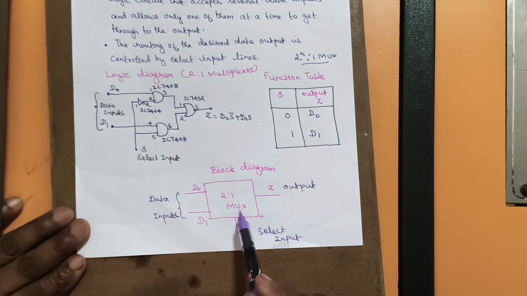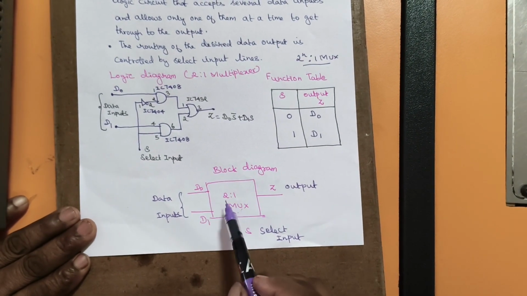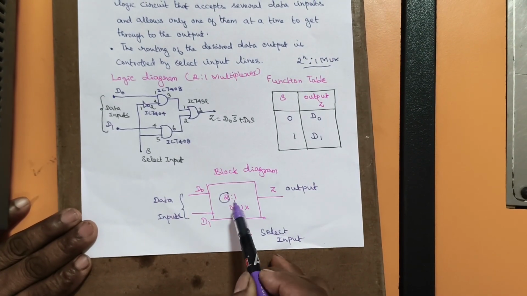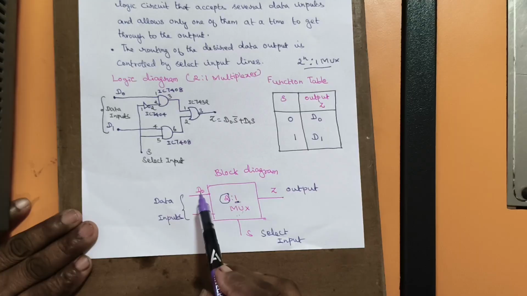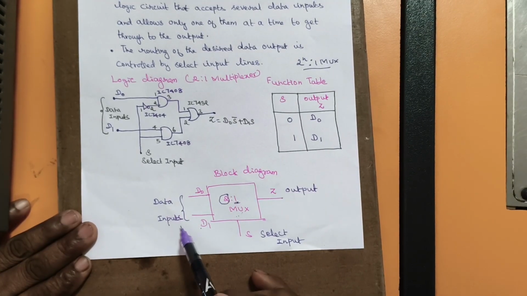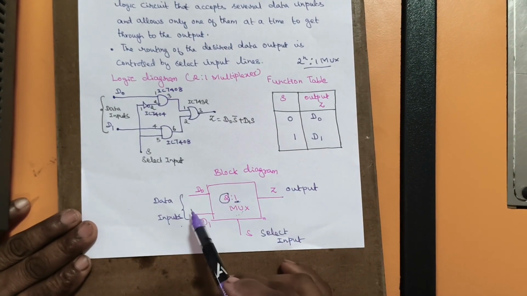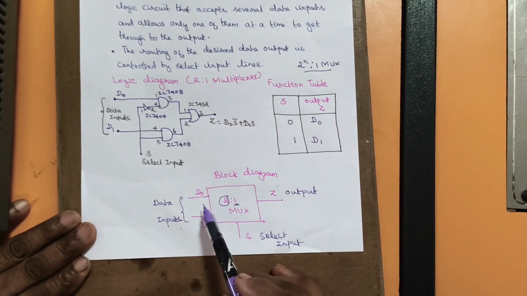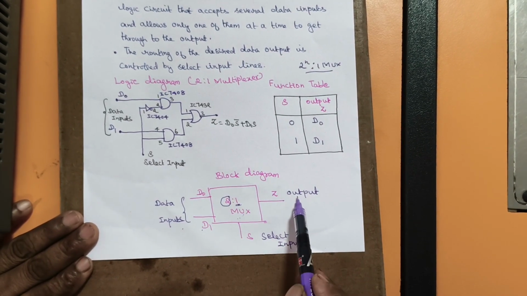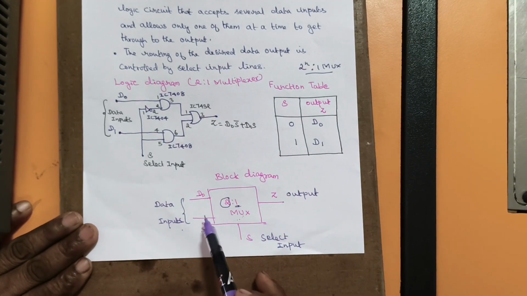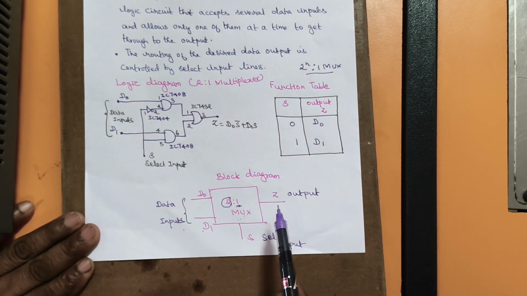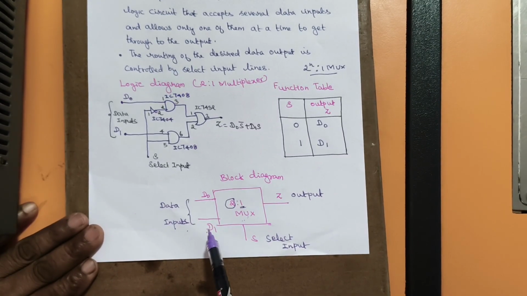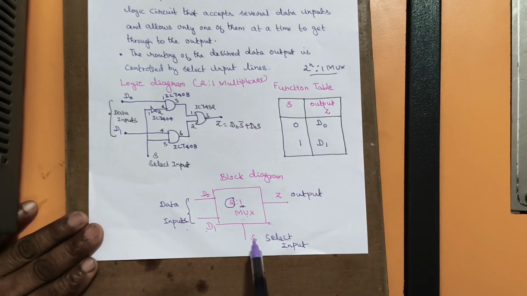This is the block diagram of a 2:1 multiplexer. Since it is a 2:1 multiplexer, there are two inputs here and only one output here. So D0 and D1 are the actual data inputs. What is the function of the multiplexer? Only one of the inputs is selected and that value is passed to the output. Which input is selected and passed to the output is determined by the select line. Since we have only two data inputs, we need only one select line.